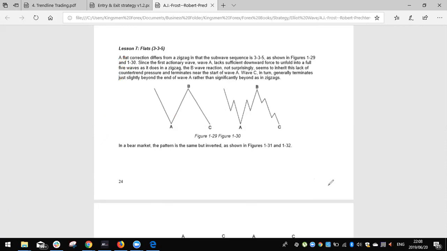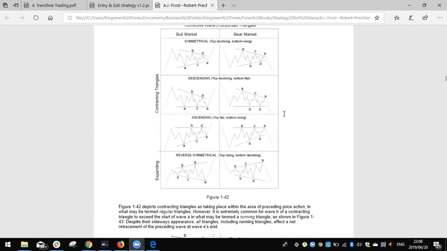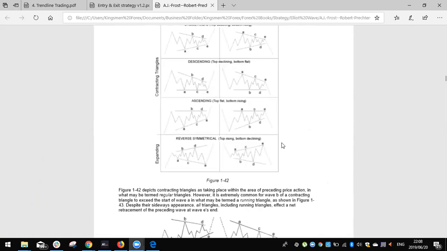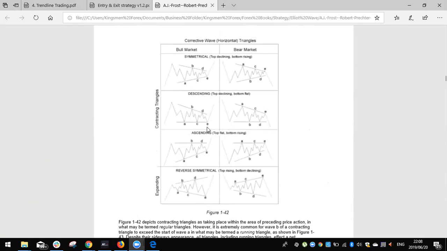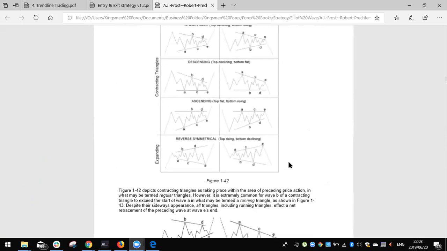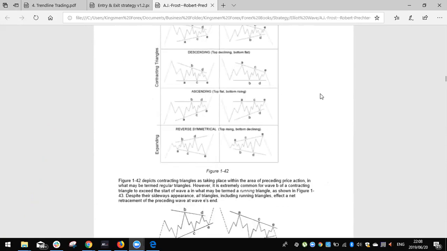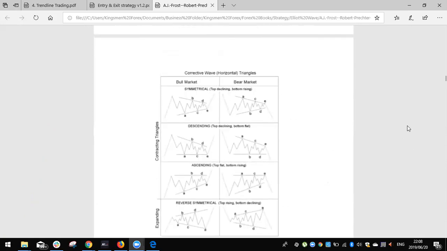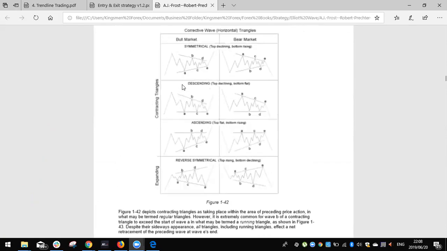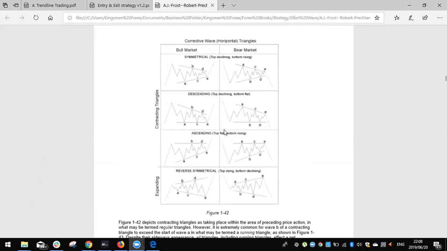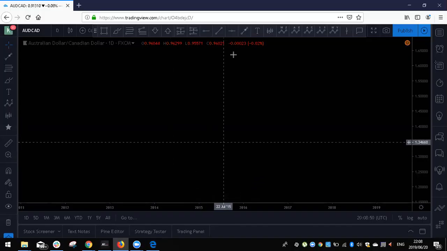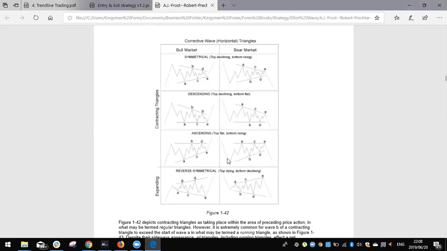Okay, I think we're done with flat corrections, and then there are 10 variations of triangles. You're still going to see them in this book. You trade them almost the same way, as long as there are 3 touches.